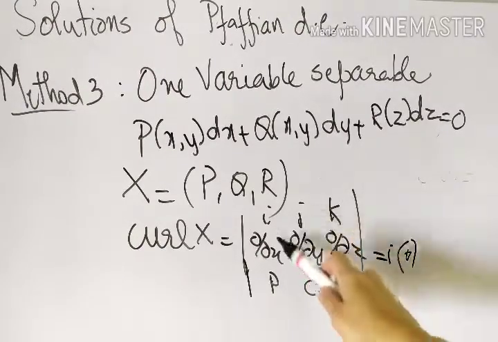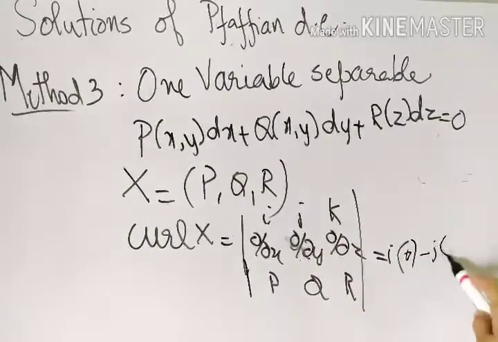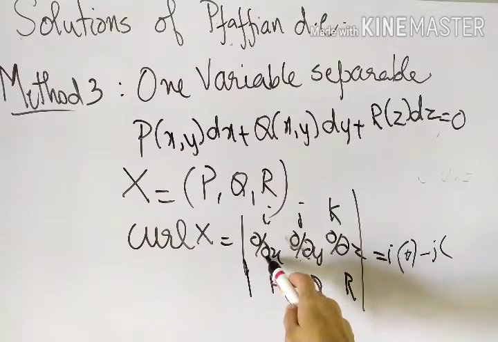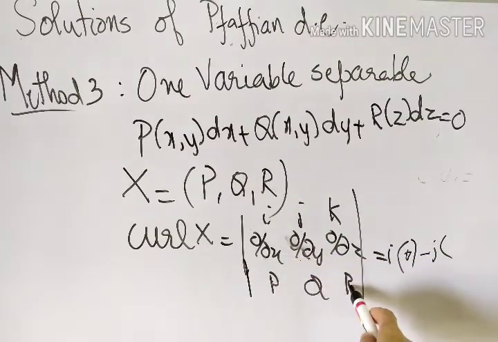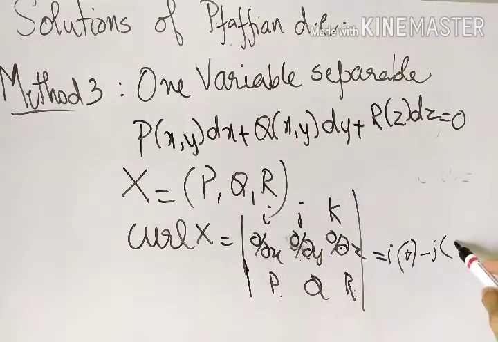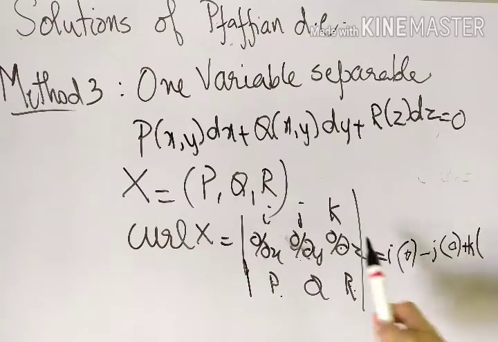Again, with respect to minus j, when I am taking this row and this column, the same situation comes. With respect to x, when I differentiate, I will get 0. Similar is the case with p when I differentiate with respect to z. So this is again 0. I will be left with the third vector part alone, that is the k part, along the z axis.